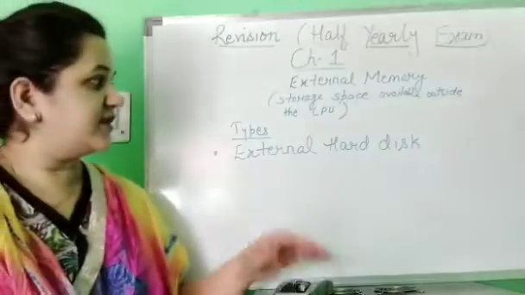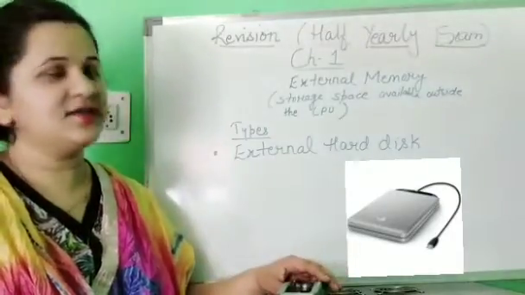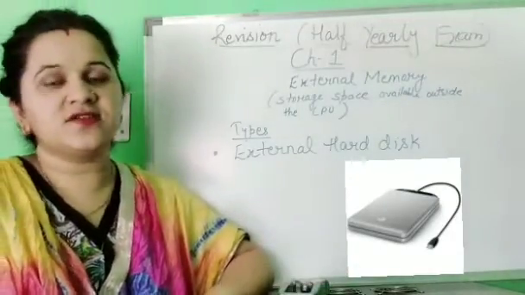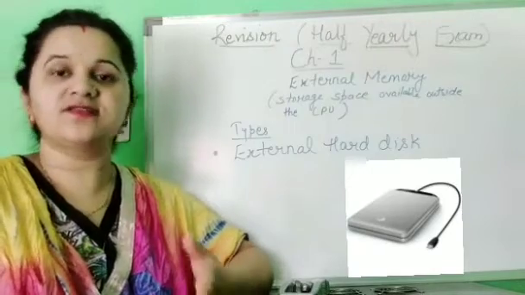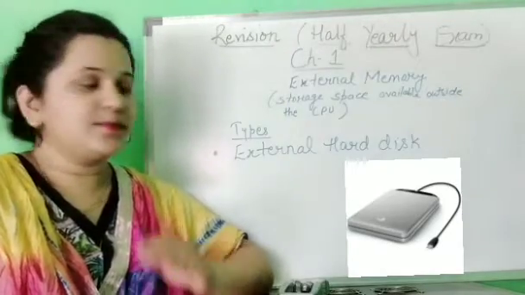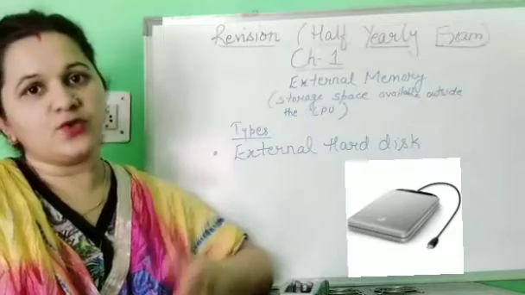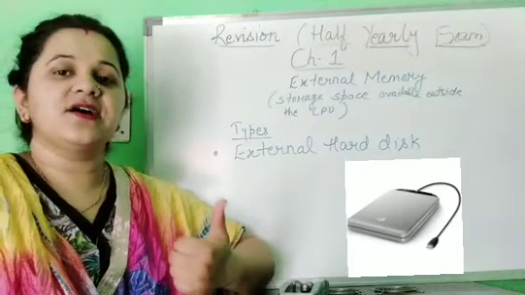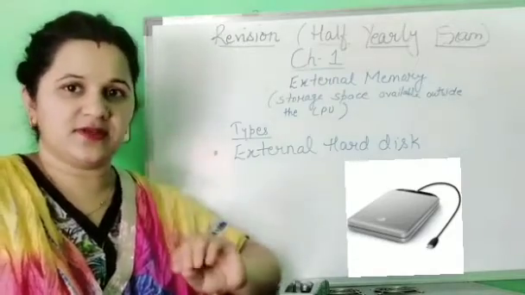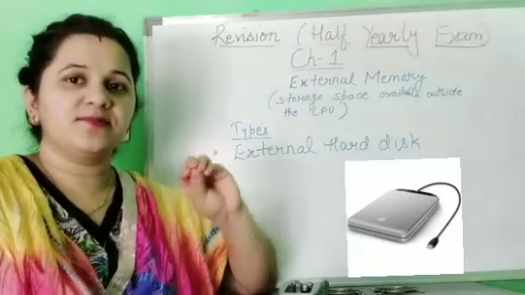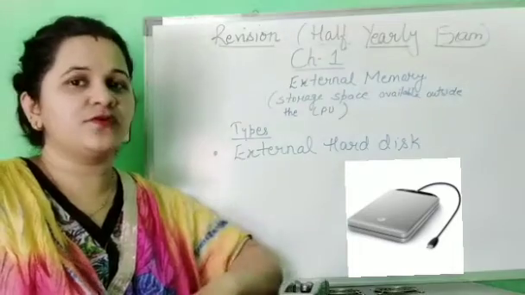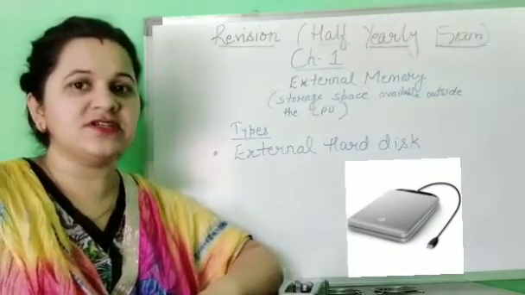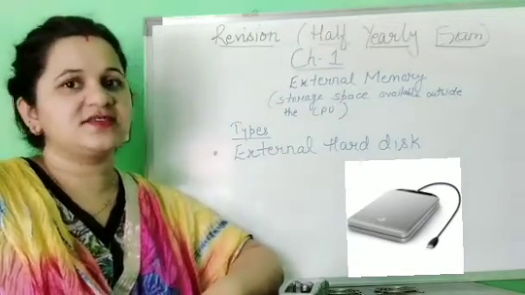Okay children. Now children, next comes the external hard disk. It is a portable secondary storage device. It can store the data, but children, it is available outside the computer system. It has a cable interface which you can plug into the USB port of a computer system if you want to read the content of the hard disk.